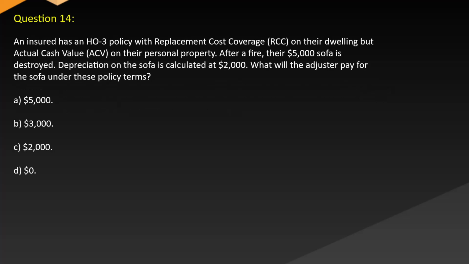Question 14. An insured has an HO3 policy with replacement cost coverage, RCV, on their dwelling, but actual cash value, ACV, on their personal property. After a fire, their $5,000 sofa is destroyed. Depreciation on the sofa is calculated at $2,000. What will the adjuster pay for the sofa under these policy terms? A. $5,000. B. $3,000. C. $2,000. D. $0.